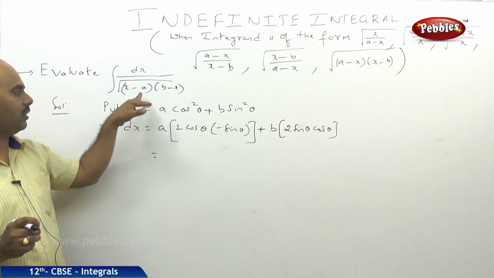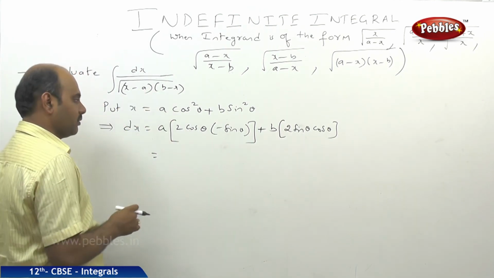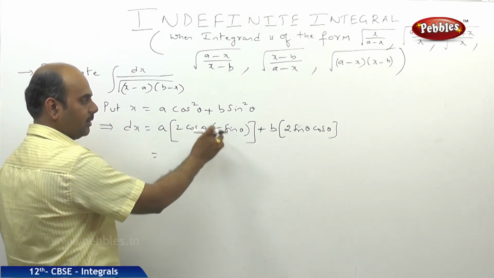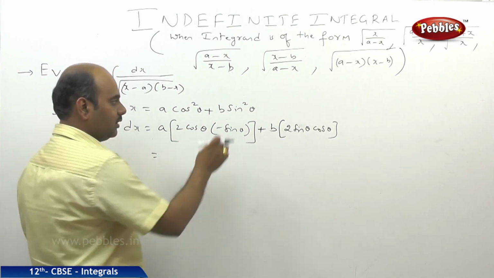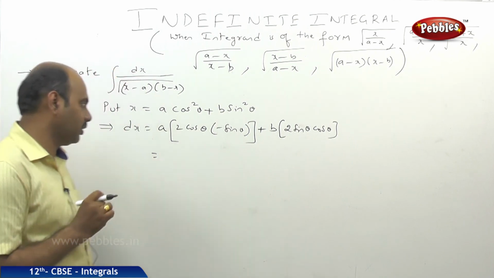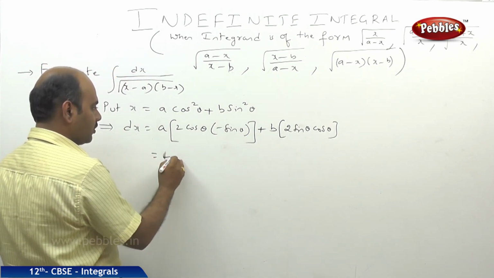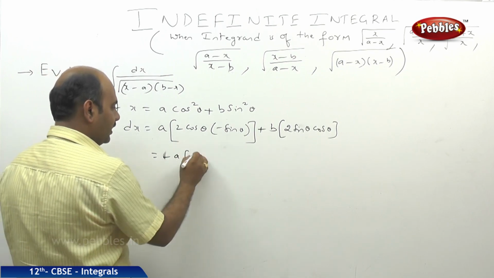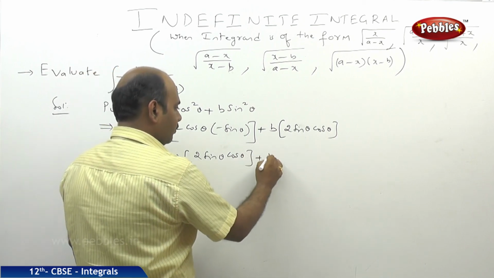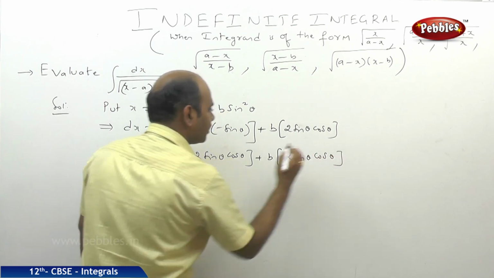Evaluate the integral of dx by under root of x minus a into b minus x. For this I kept x is equal to a cos square theta plus b sin square theta. Differentiated: cos square theta means 2x, which means 2 cos theta into the derivative of cos theta, minus sin theta. The derivative of b sin square theta is 2 sin theta cos theta, and b will be outside. So minus will come outside, a will be there, 2 sin theta cos theta, plus b outside, again the same, 2 sin theta cos theta.